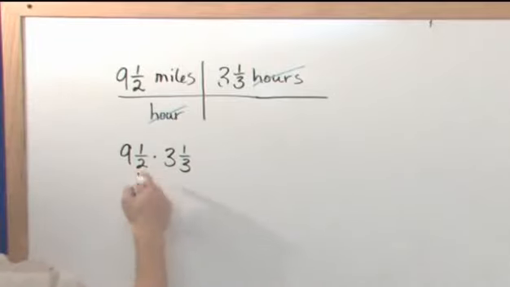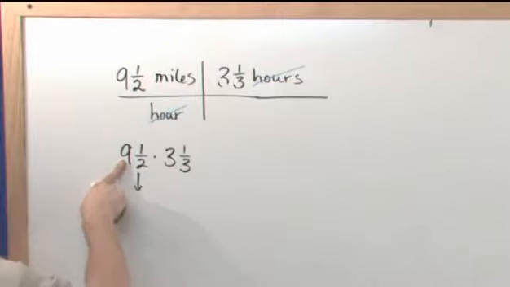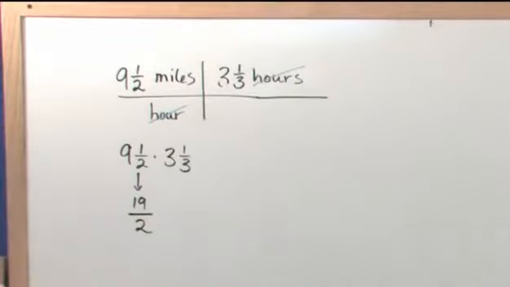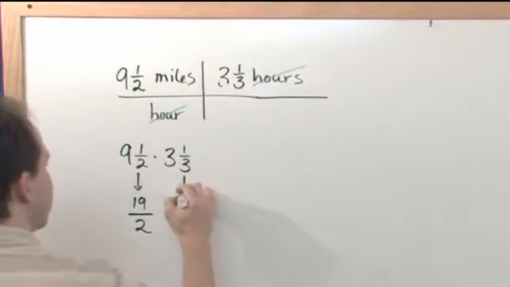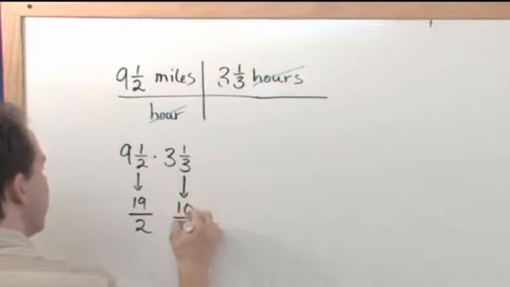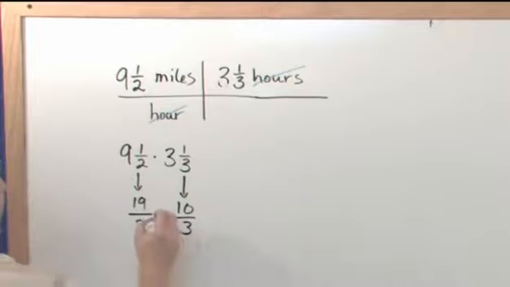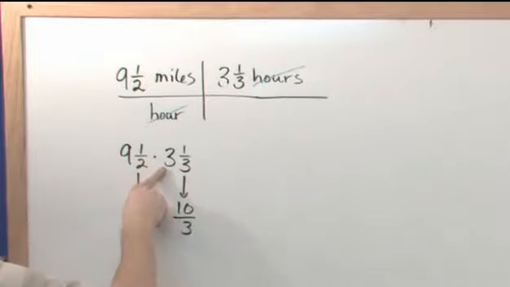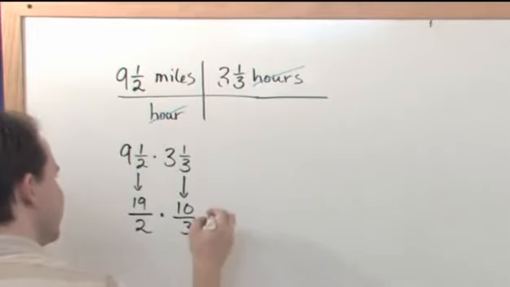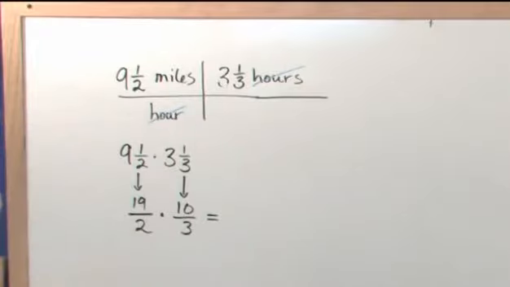So this one is going to be 9 times 2 is 18 for your multiplication tables, plus 1 is 19 over 2. And this one is going to be 3 times 3 is 9, plus 1 is 10 over 3. And they're multiplied together. So we've done enough of these where I hope this is making a lot of sense now. 9 times 2 is 18, plus 1 is 19 over 2. 3 times 3 is 9, plus 1 is 10 over 3, because that's its bottom number. And now that we have them in this form, we can multiply.